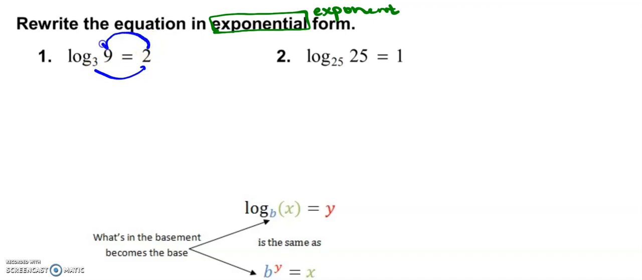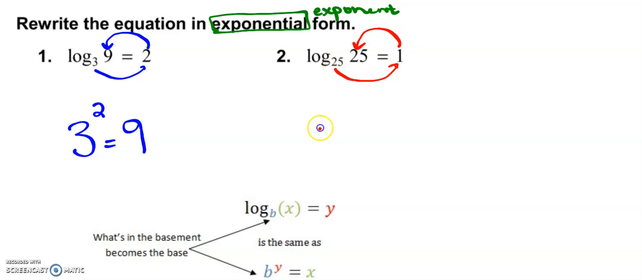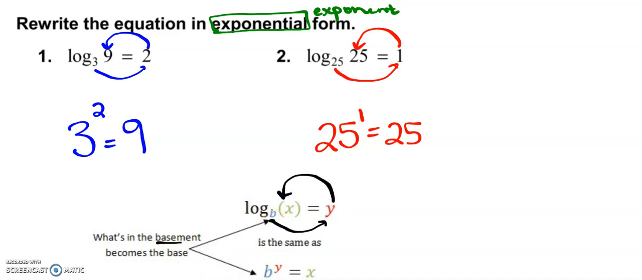Some people call it the recycle method. 3 to the second is equal to 9. Which is a true statement, right? 3 squared is equal to 9. This next one, 25 to the first power is equal to 25. Also a true statement. So in general, what's in the basement becomes the base of our exponential. So b to the y is equal to x.